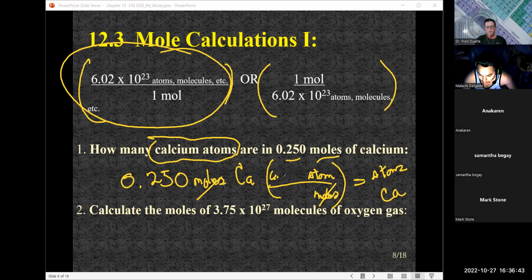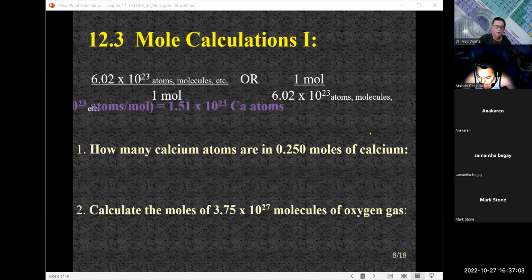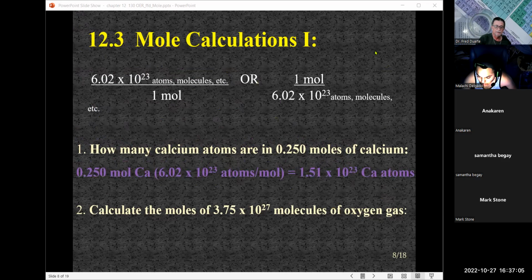6.02 times 10 to the 23rd divided by 1 mole. Okay. When I set that up, you notice that I end up with atoms in the units, and that's where I'm trying to get to. Okay. All right. So you should have something like that. So a quarter of a mole.